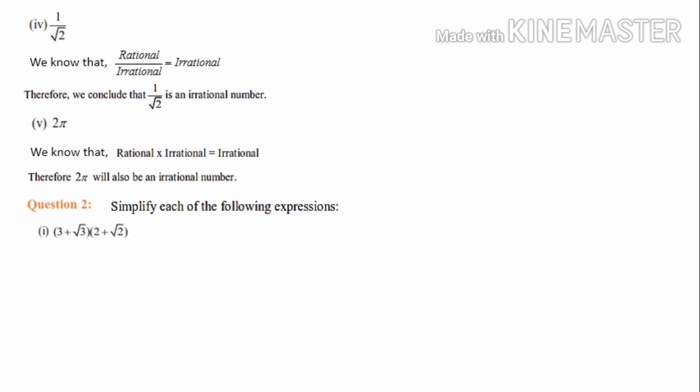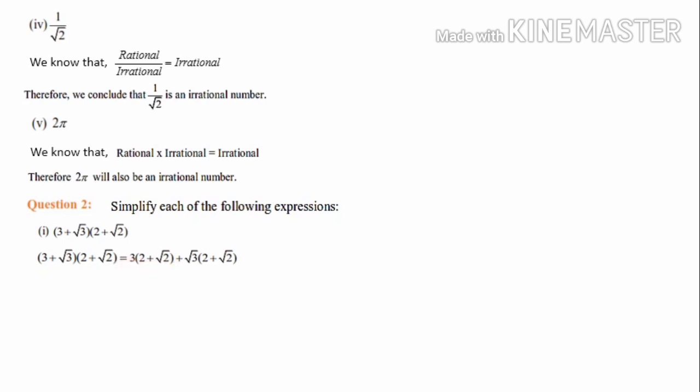Next, question number 2. The question is 3 plus root 3 into 2 plus root 2. We have to simplify this one. Just like an algebraic expression, how we have to remove the bracket, the same way we have to do here also. That is, 3 plus root 3 into 2 plus root 2 is equal to, first with 3 we have to multiply the second bracket. Again with root 3 we have to multiply the second bracket. That is 3 into 2 plus root 2 plus root 3 into 2 plus root 2.